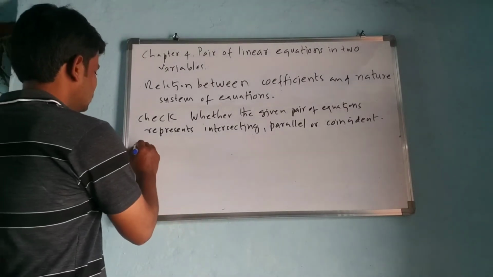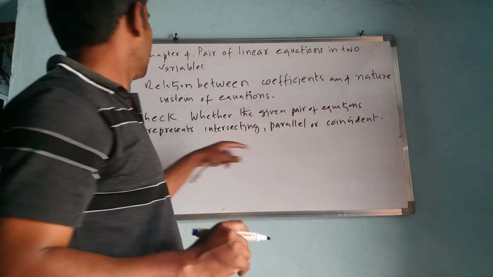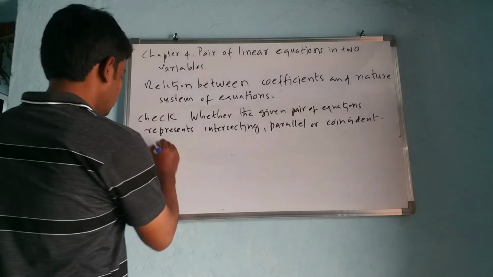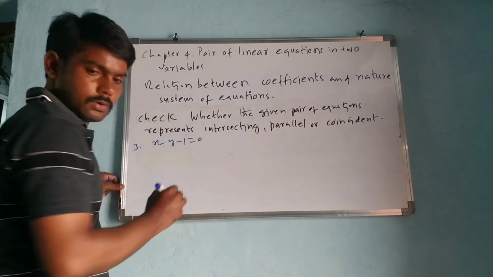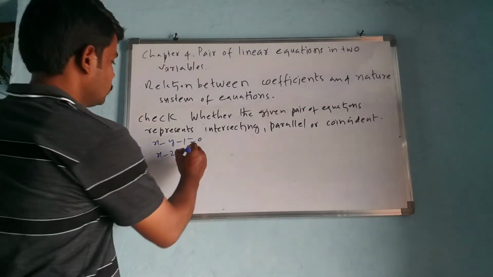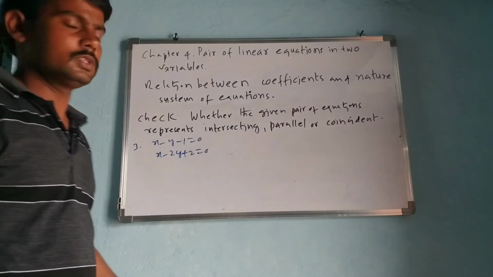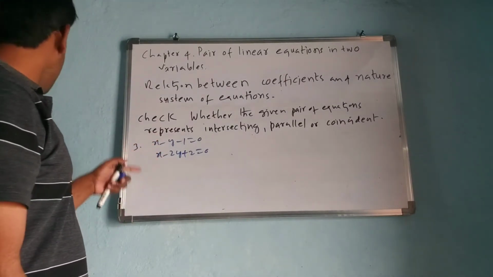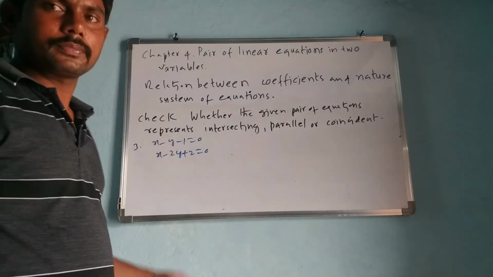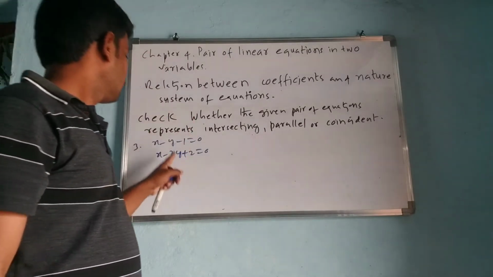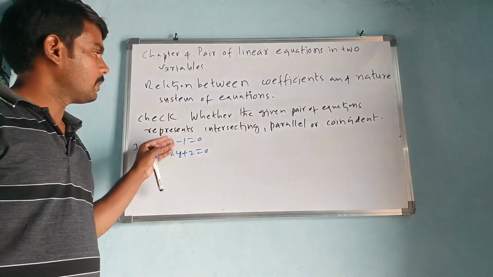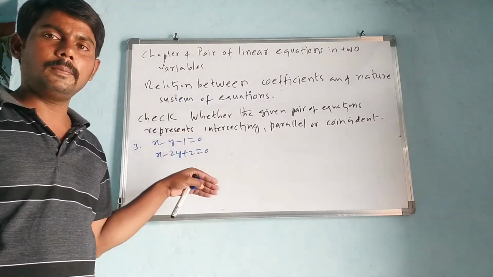So the third problem is check whether the given pair of equations represents intersecting or parallel or coincident lines. So x minus y minus 1 is equal to 0. x minus 2y plus 2 is equal to 0. So clearly these are in the general form of linear equations in two variables. So now the question is whether the system of equations or the two lines are parallel or coincident or intersecting at a point.